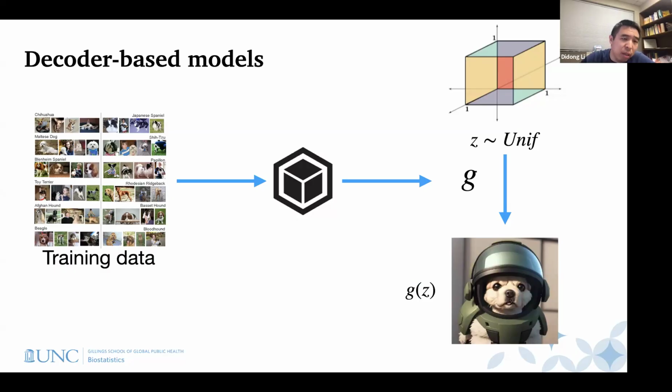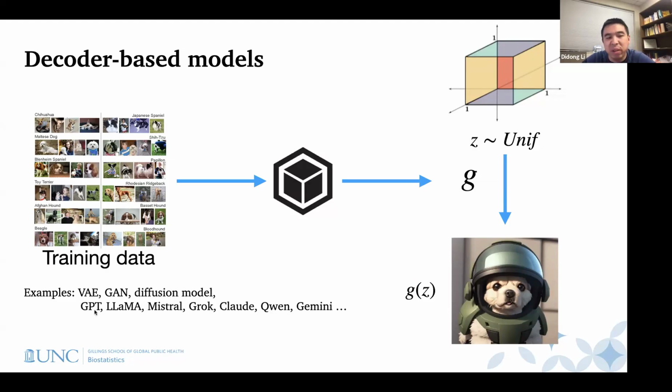The reason to study this is because this decoder-based approach includes a lot of popular models. I mean, you may have heard about these. For example, variational autoencoders, generative adversarial neural nets, diffusion models. If you're interested in large language models, this covers the GPT families, Llama, Mistral, etc. So they are all decoder-based, or they involve some decoder in the model.